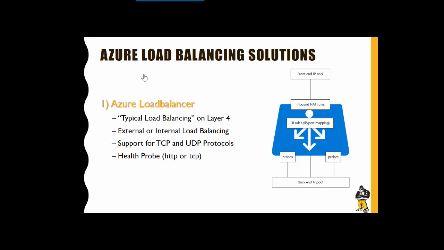An external load balancer, again, is the load balancer that's directly connecting to the internet, allowing you load balancing for, for example, public-facing web servers. An internal load balancer is deployed within a virtual network, allowing you to load balance traffic within a virtual network, for example, database servers that are running behind public-facing web servers. An Azure load balancer supports any TCP and UDP protocol. So it's a typical load balancing solution for incoming RDP.